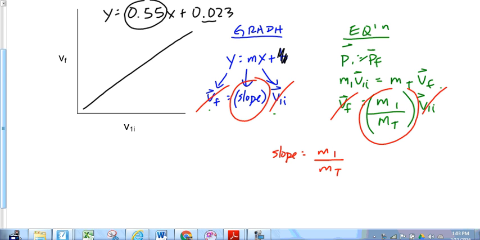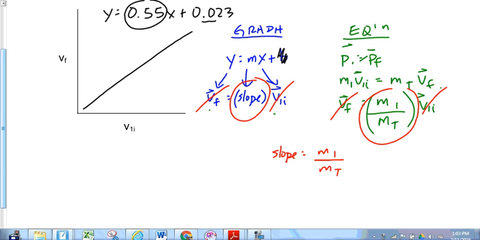We could have easily gone through that analysis last year for position-time graphs, but we didn't need to. We weren't at that point yet at the beginning of Physics 20. Now we could figure out that the slope of a position-time graph is velocity using this method, but we already know that. Now we know the slope of a velocity versus velocity graph is mass 1 over mass total.